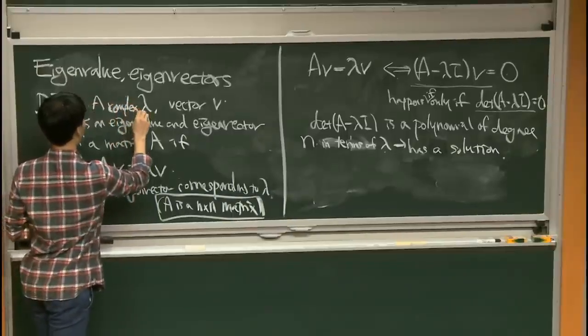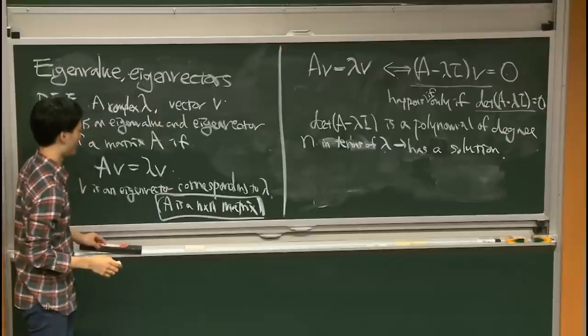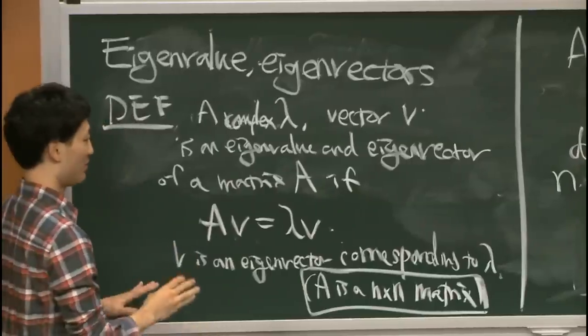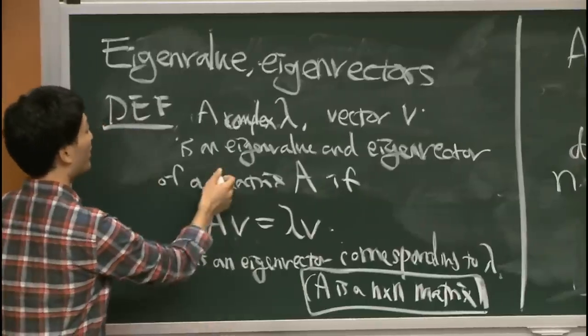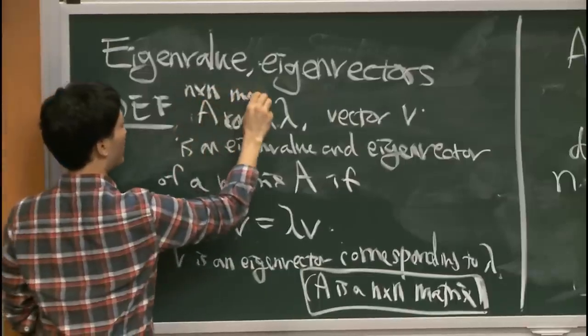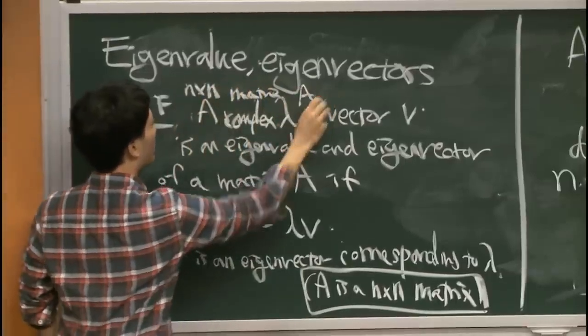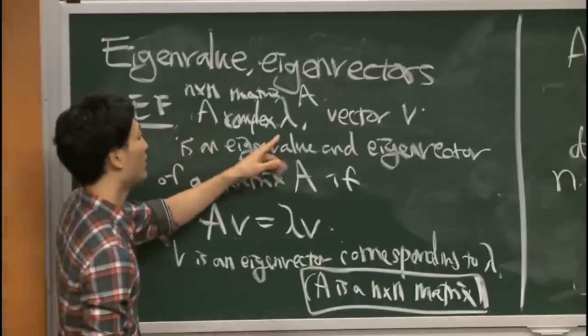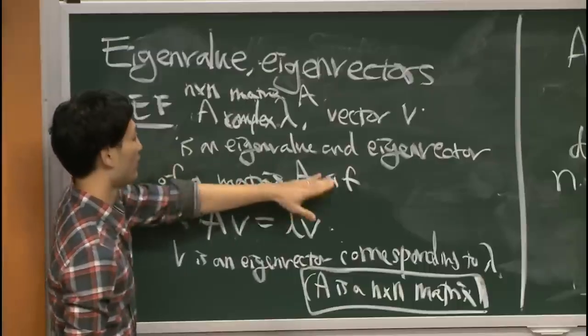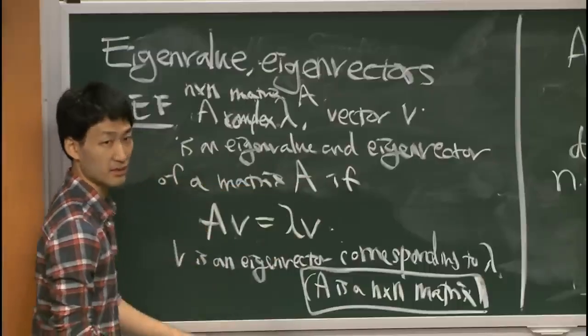It's a complex number. I understand why you were saying that it doesn't necessarily exist. But let me repeat. I made a few mistakes here. For an n by n matrix A, a complex number lambda and a vector v is an eigenvalue and eigenvector if it satisfies this condition. It doesn't have to be real.